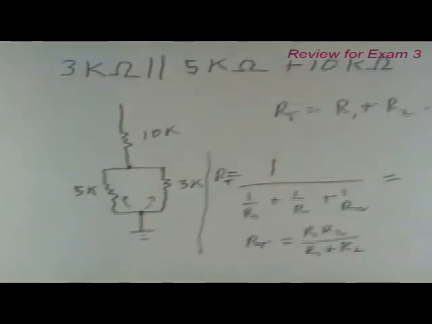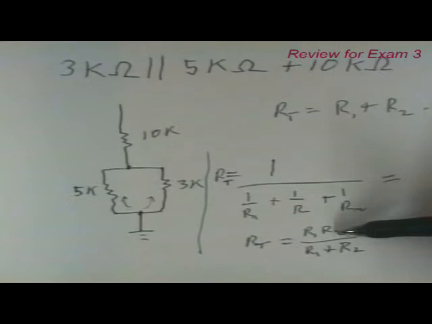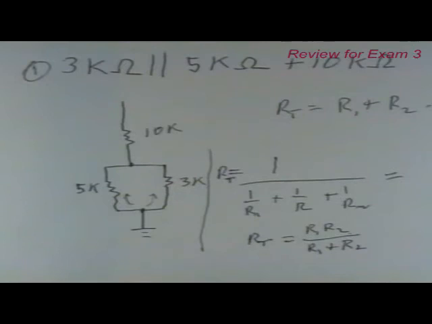But like I've recommended in my class, why not just pick one of these formulas that you know very well and put it on your calculator? It's so easy to do. Let me back up. The product over the sum is only good for 2 resistors. Now, we're going to make this problem number 1, and we're going to solve it.